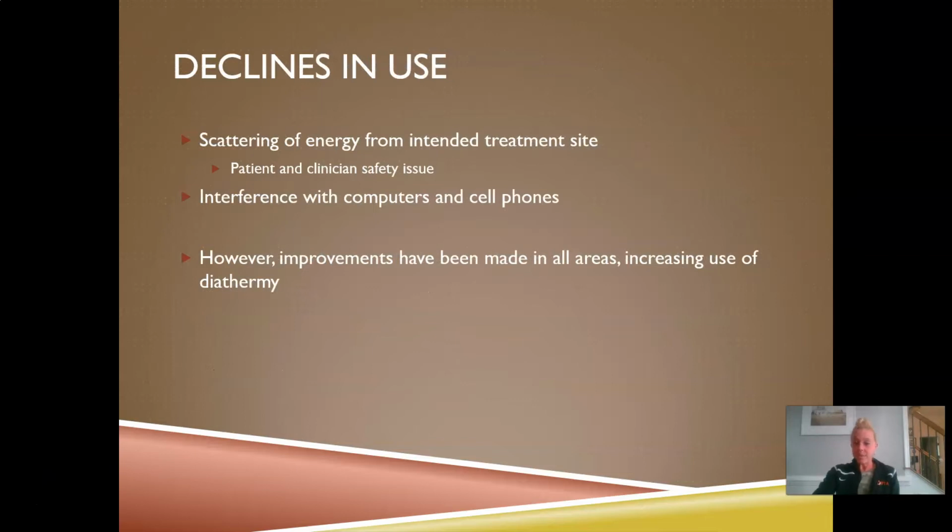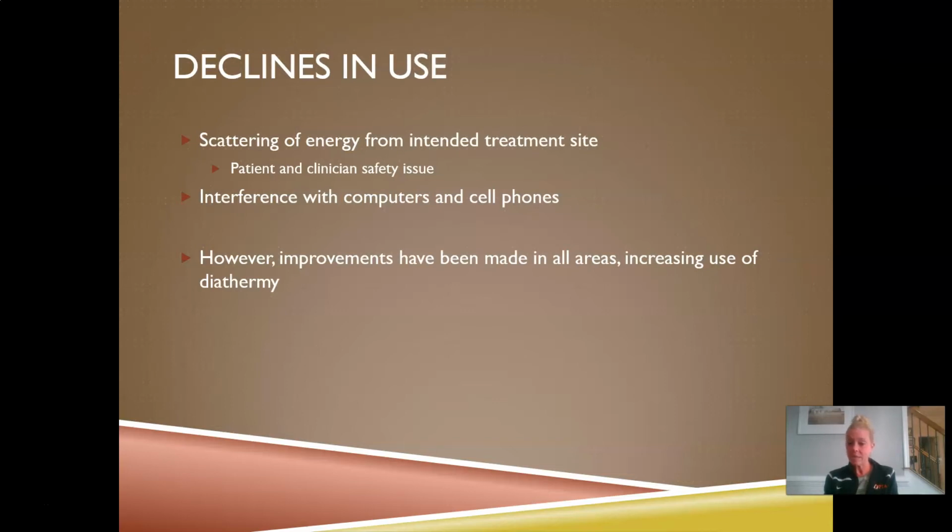So some of the reasons that we don't see diathermy as much anymore: the older machines, the energy scattered from the intended treatment site. So there were some questions about how safe is this to expose our patients, and probably even more importantly, how safe is this to expose our clinicians to, because they would be exposed multiple times throughout the day. There was also some interference between computers and cell phones, which were getting more and more popular and are absolutely everywhere today. So because of that, we started to see less and less use of diathermy.